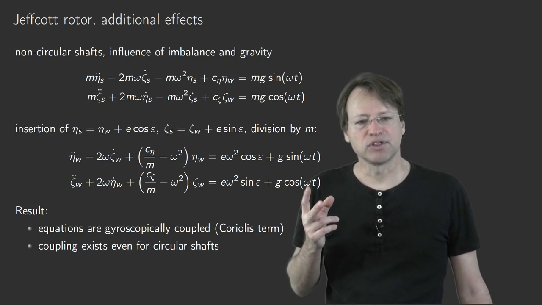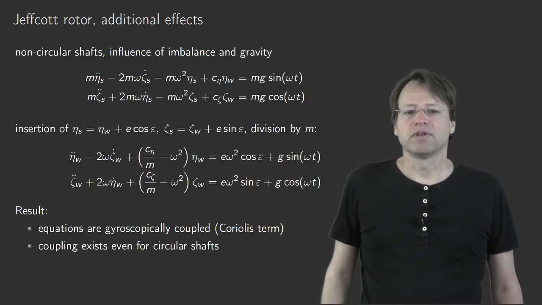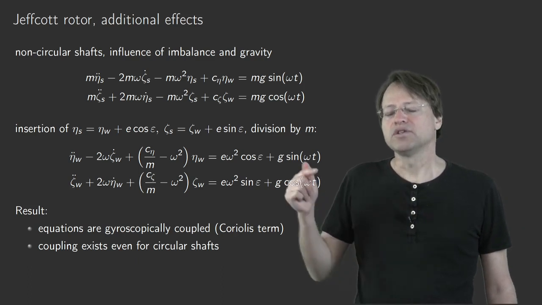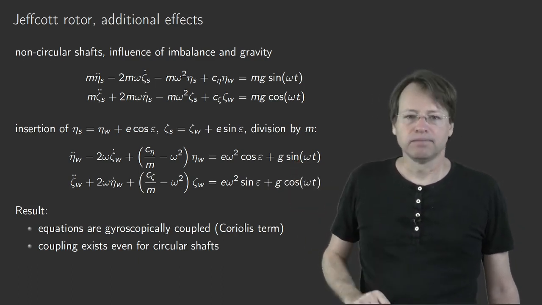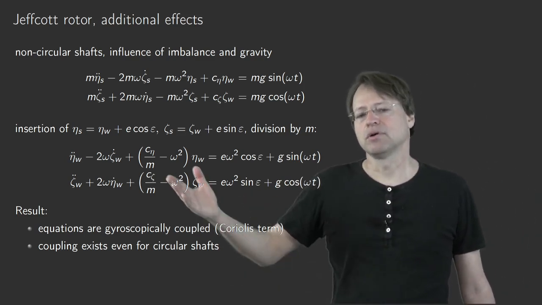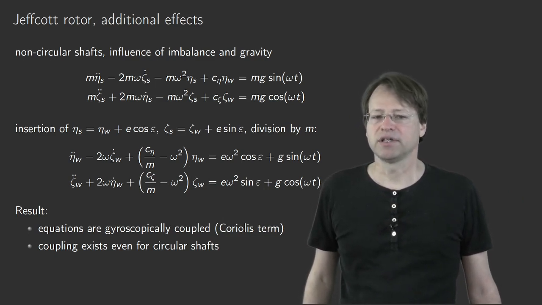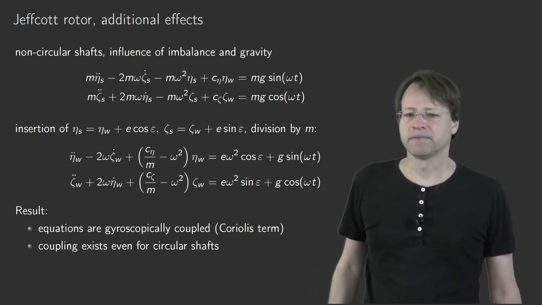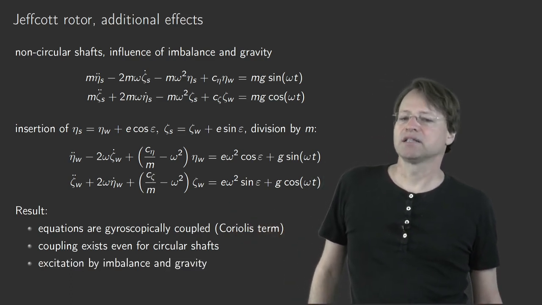We find the same result as in the video before for the flexibility of the bearing: once you introduce direction-dependent stiffnesses, as we will see, you have more than one natural frequency and therefore more than one candidate for a critical speed or for a resonance here. So we have the coupling, and we have the excitation by imbalance and by gravity.